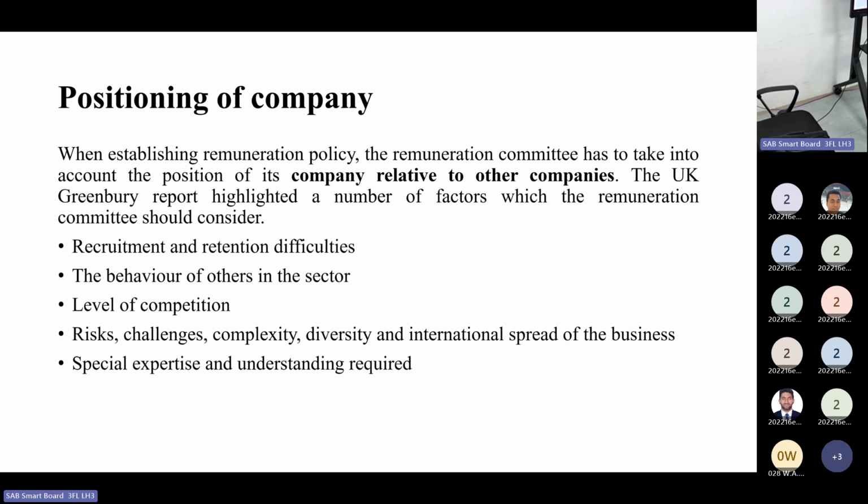Right? Positioning කරන්නේ නැතුව කාවත් directors ලව attract කරගන්න බෑ ළමයි. Especially NEDs ලව attract කරන්න බෑ. Right? Positioning is a very important part of remuneration committee when they are doing their task. So that's it for them.